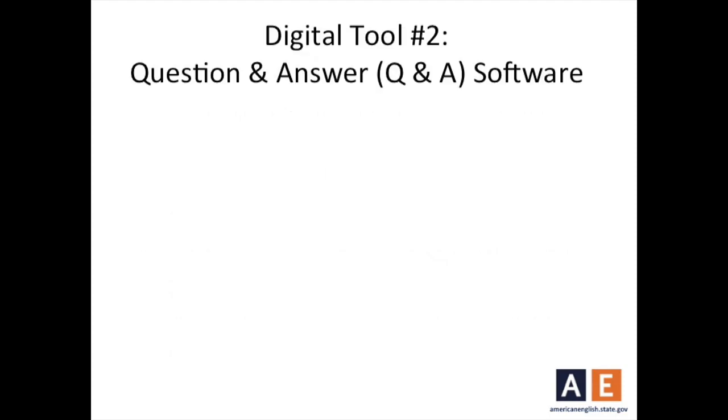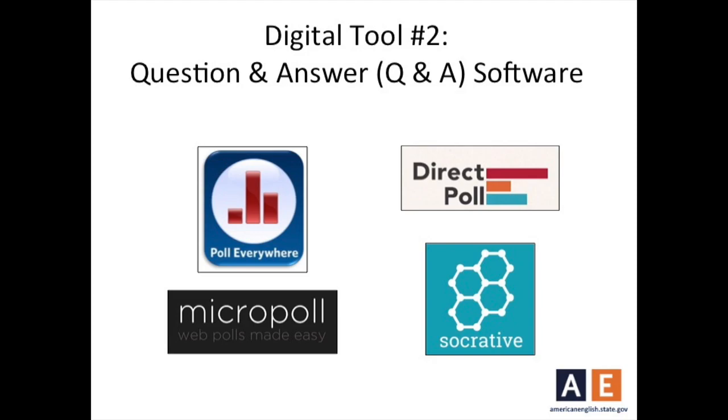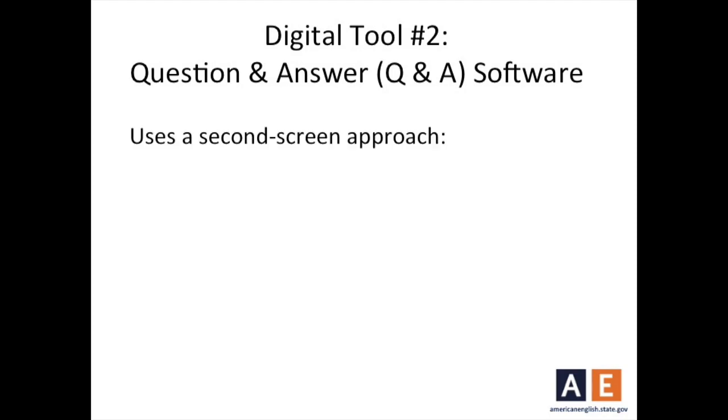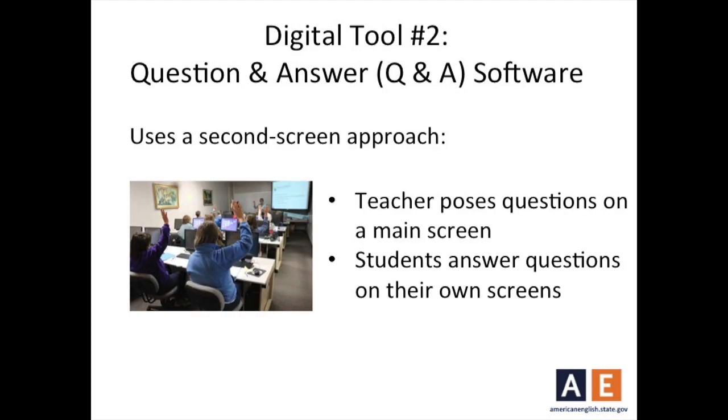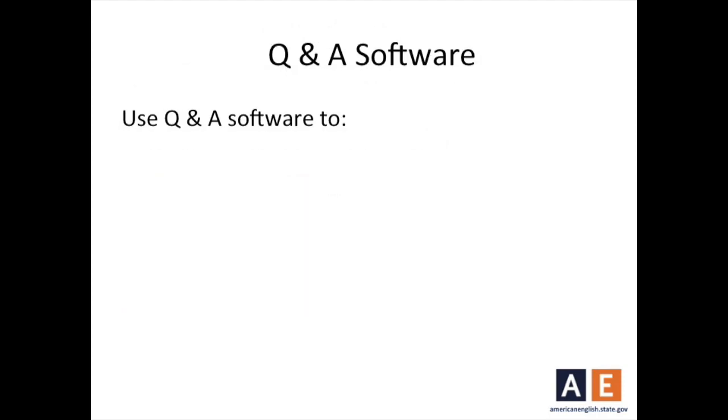Our next tool is a question and answer software. These tools all use what is called a second screen approach. What this means is that the teacher has a main screen where questions will be asked. However, students will answer the questions on their own screen, on a computer, tablet, or smartphone. Question and answer software can be a great blended learning tool for engaging large classes.